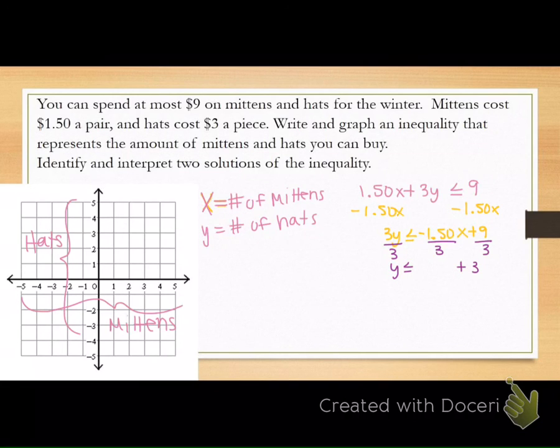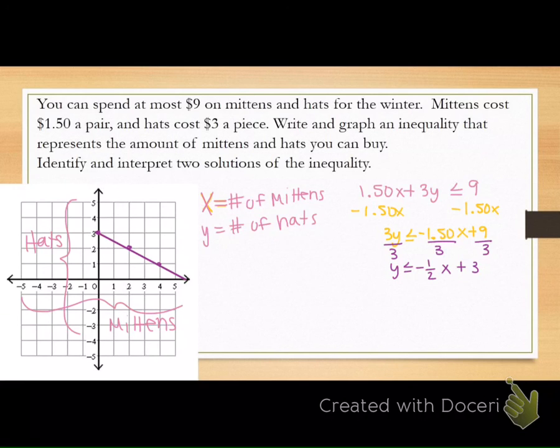What is $1.50 divided by 3? Negative 0.5? Yeah. So I'm going to say negative 1/2 x because it's easier to graph that slope. 0.5 is 1/2. So if I start at 3, I go down 1 over 2. Would my line be dashed or solid? Solid. Now, can I go into the negatives with this? No, I cannot. So this is going to be my line. It's going to start and stop right there because we can't have negative mittens and hats, right?